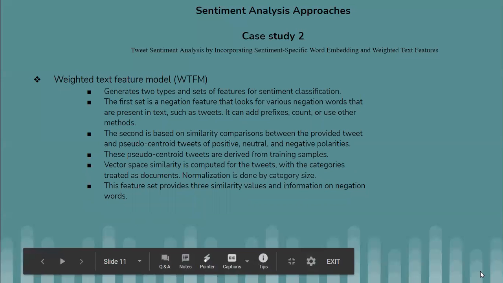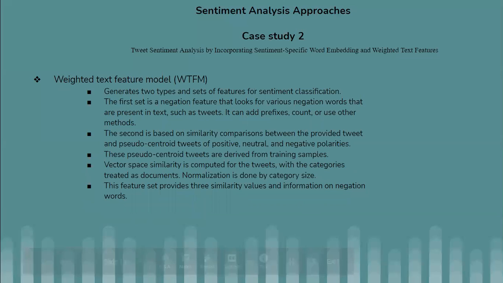So the second approach that I wanted to tackle before I get to the case study was the weighted text feature model, also known as WTFM. What it does is it generates two sets of features for sentiment classification. The first set is a negation feature that looks for various negation words that are present in text, let's say, tweets, for example. It can add prefixes, it can count these negation words, or it can use different methods to do this.